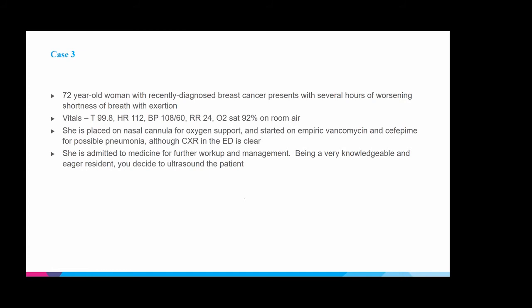She's placed on nasal cannula for oxygen support. She's started on empiric vancomycin and cefepime for possible pneumonia, although the chest x-ray in the ED was read as clear. And then she's admitted to medicine for further workup and management. And of course, all of you guys are very knowledgeable and eager for her ultrasound. So you decide to bring an ultrasound to the bedside to see what's going on with the patient.